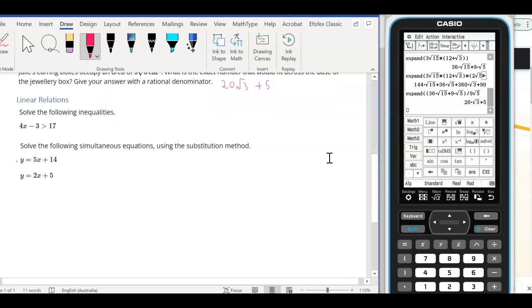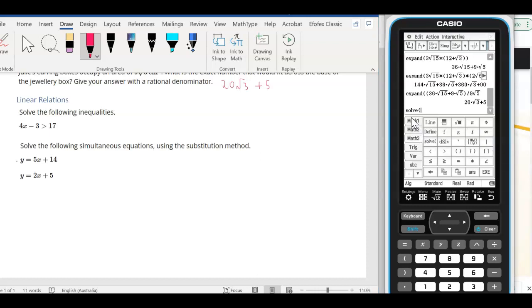All right, let's move on to linear relations. So we're going to do a bit of solving. You would do the same if you had an equation. Here we've got an inequation, so I've chosen that one to show you where the inequality sign is. And then we've got simultaneous equations. First of all, whenever you're solving, you just go to solve. Solve is found by Math 1, Math 2, Math 3. You can see it's in Math 3 as well as Math 1.